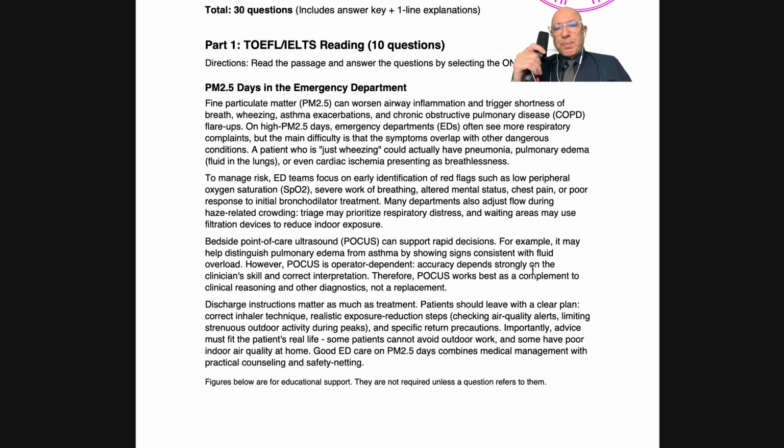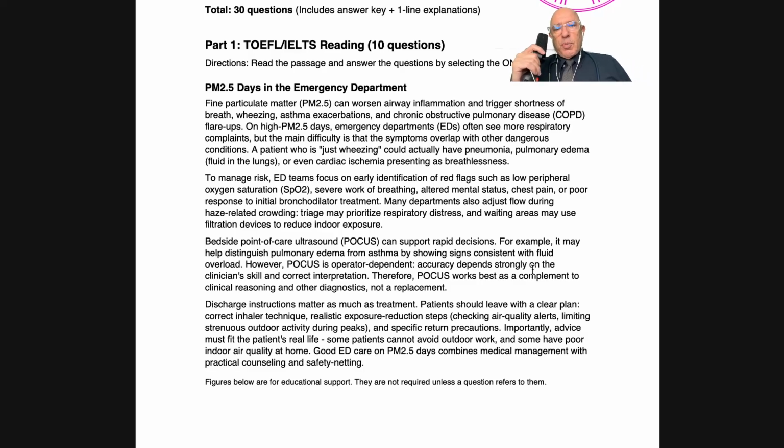For example, it may help distinguish pulmonary edema from asthma by showing signs consistent with fluid overload. However, POCUS is operator dependent. Accuracy depends strongly on the clinician's skill and correct interpretation. Therefore, POCUS works best as a complement to clinical reasoning and other diagnostics, not a replacement.